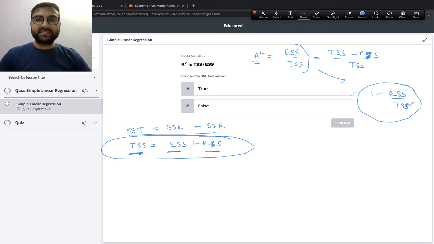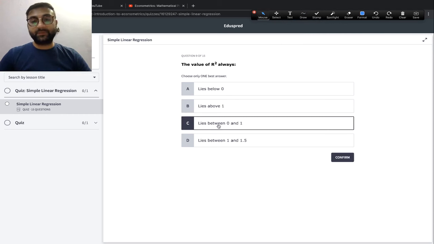And let's move to the next question, that is question number 9. The value of r square, well, the right answer is lies between 0 and 1. Because r square is what? R square is ESS divided by TSS. And think of it in this manner, that what is ESS? ESS is explained sum of squares. So basically you are squaring something and then you are summing that. So it has to be a positive number. It cannot be negative. It is explained sum of squares.